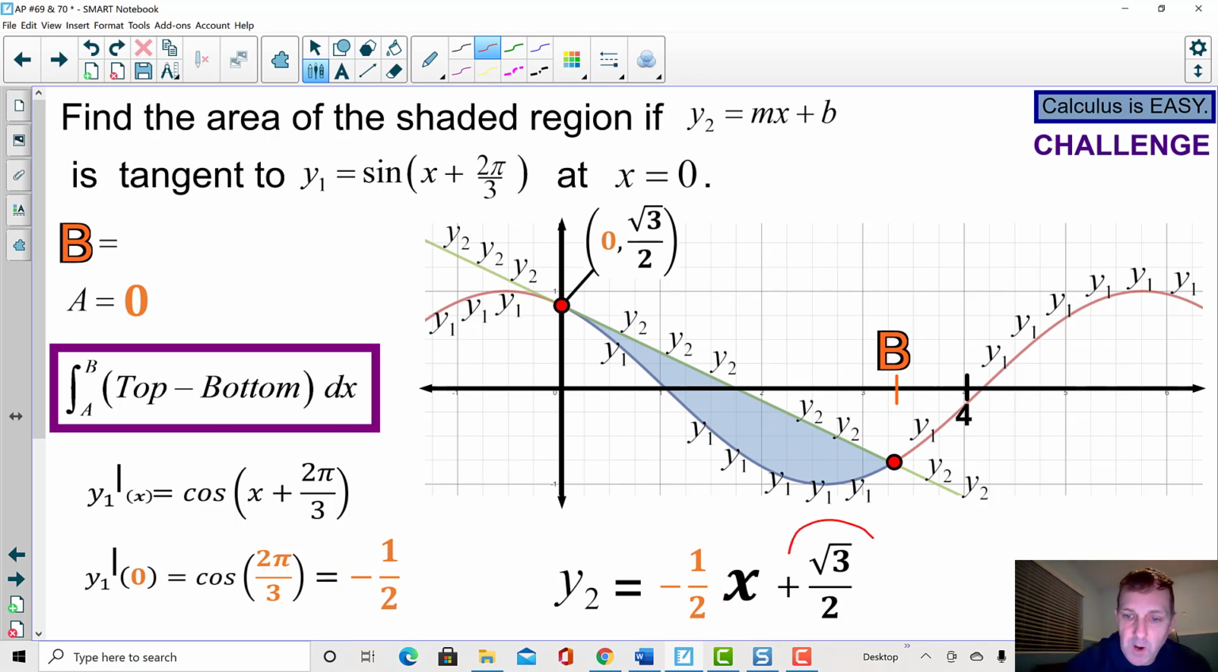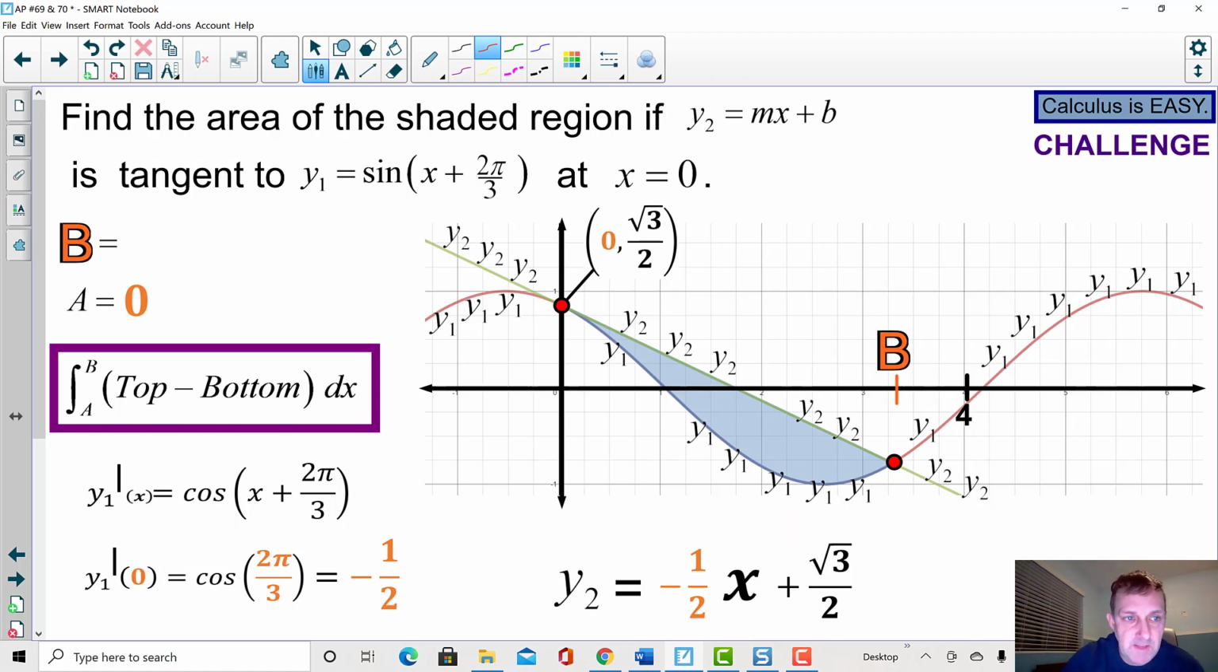We also know that the y-intercept, just based on this point, is going to be root 3 over 2. Now they don't give you the root 3 over 2, but if you just plug a 0 into your function, you would get root 3 over 2. So that's going to be our y-intercept. And now we've done the hard part. We've figured out the equation of this line.